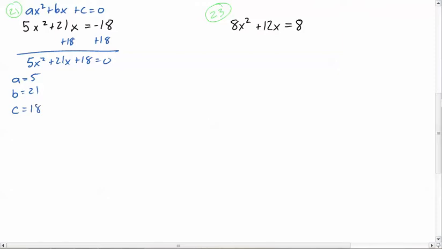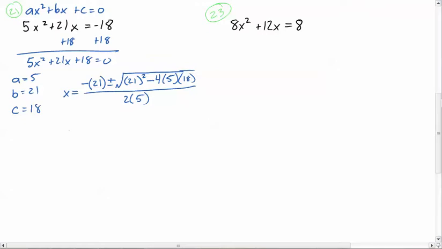All right, now at this point we'll plug it into our quadratic formula. X equals negative b plus or minus square root of b squared minus 4ac, all over 2a. There you go. Now at this point, if you need a calculator, go ahead and pull out the calculator. I'm okay with using a calculator with the big numbers.